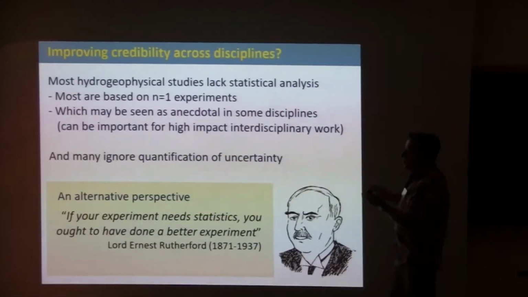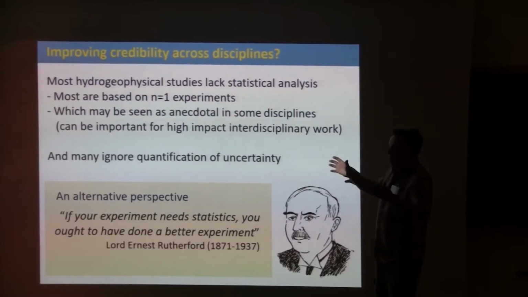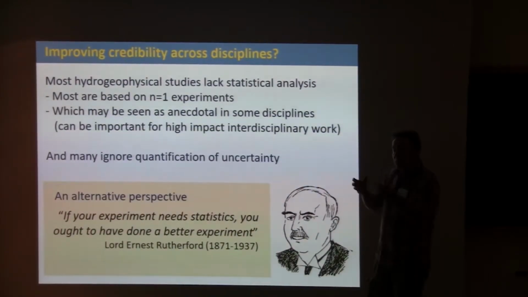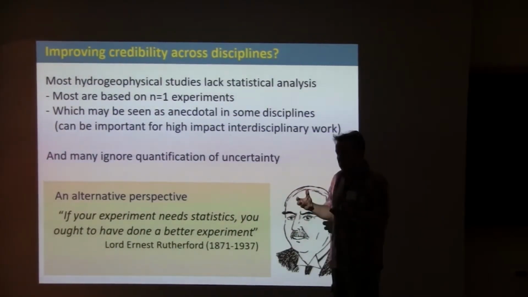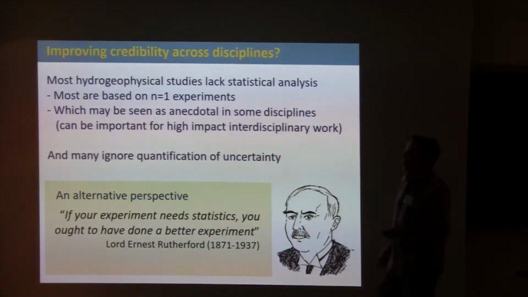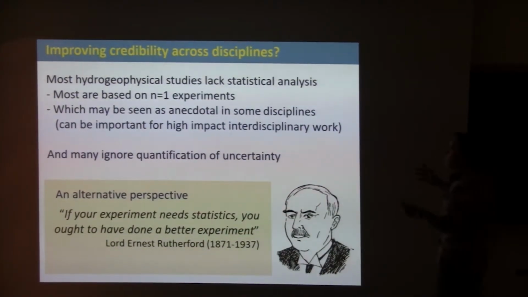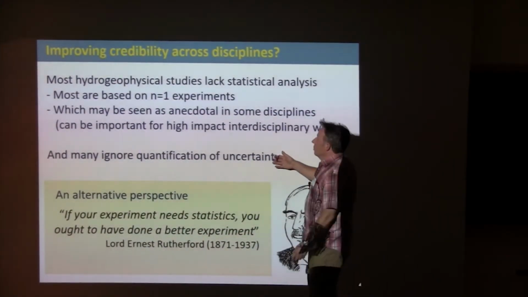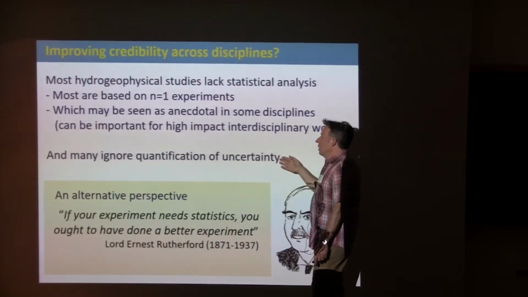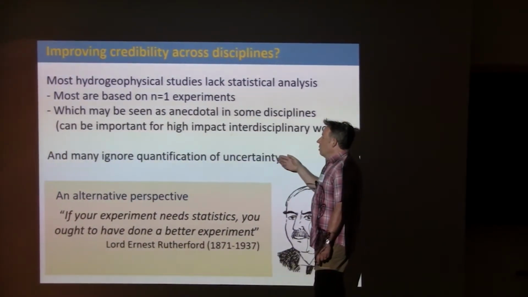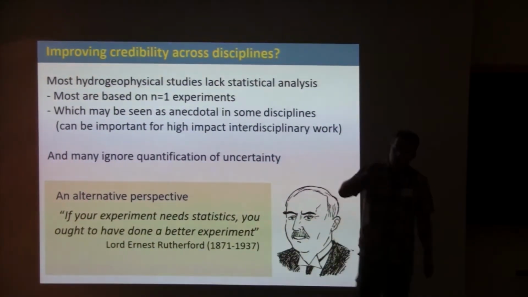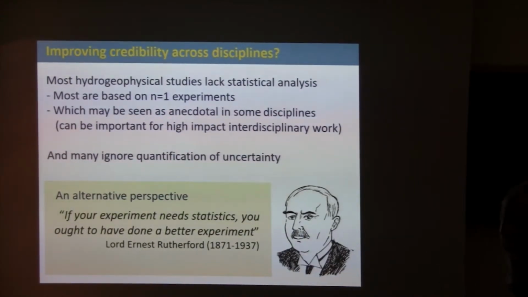So rather than actually just having a single slope where you say, okay, I see preferential flow, you need to generalize that. You need to draw some generalized conclusions from that to be able to put your results in a broader context. And in many cases, we kind of ignore the uncertainty in our estimations.